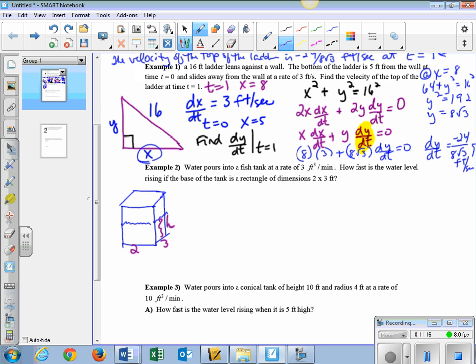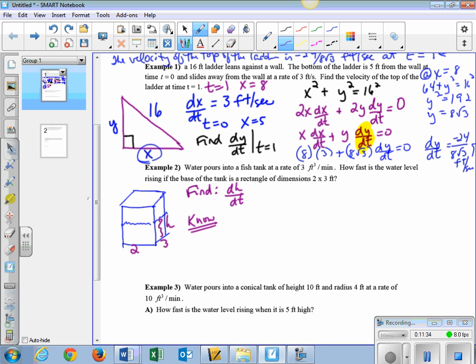Okay, what are we trying to find? Did you figure that out? We're trying to find how fast the water level is rising. So we're trying to find dH/dt.